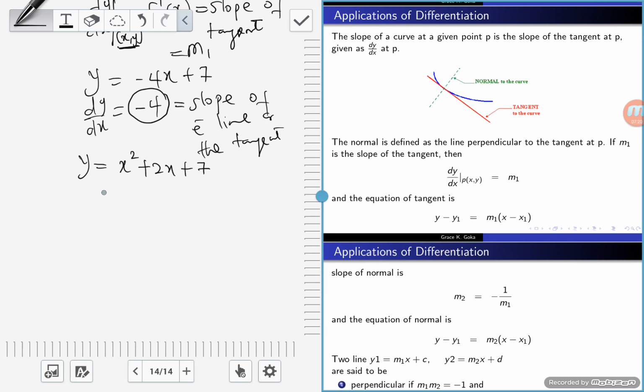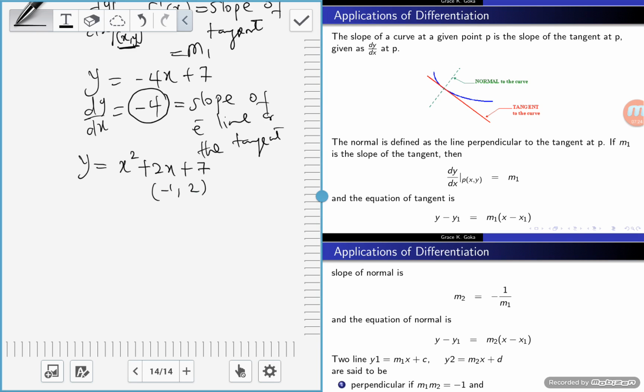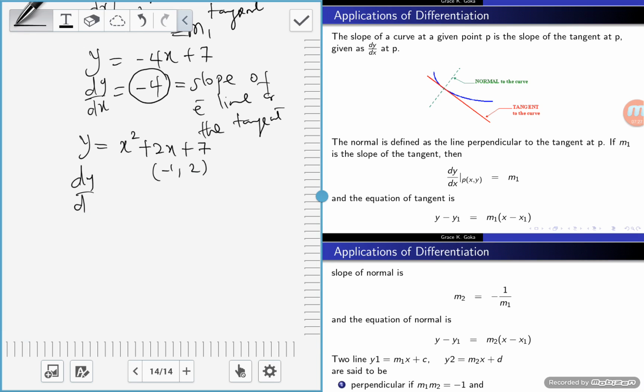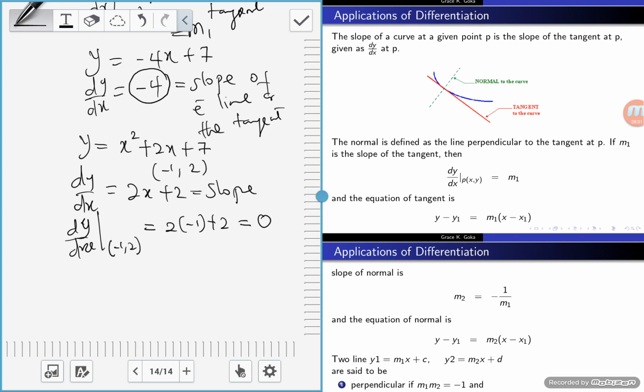Okay, another example, if y is equal to x squared plus 2x plus 7, and the tangent passes through the point negative 1, 2, then dy dx is equal to 2x plus 2. But this is equal to the slope. To find the slope at this point, finding dy dx at the point negative 1, 2 means finding the tangent at that point. So my x is negative 1, so I have 2 times negative 1 plus 2, and this is equal to 0. So it means the slope of the tangent at negative 1, 2 is equal to 0.